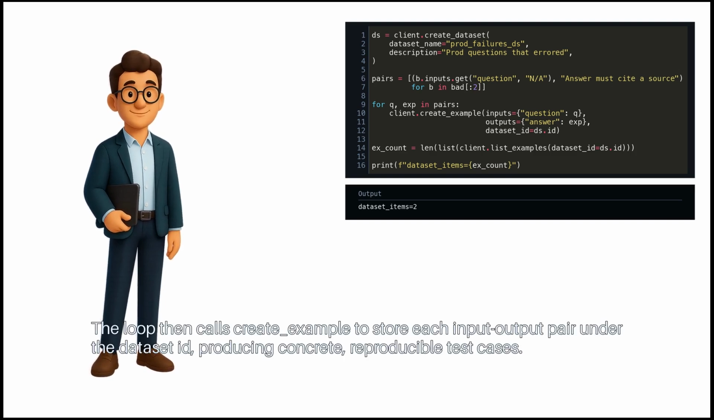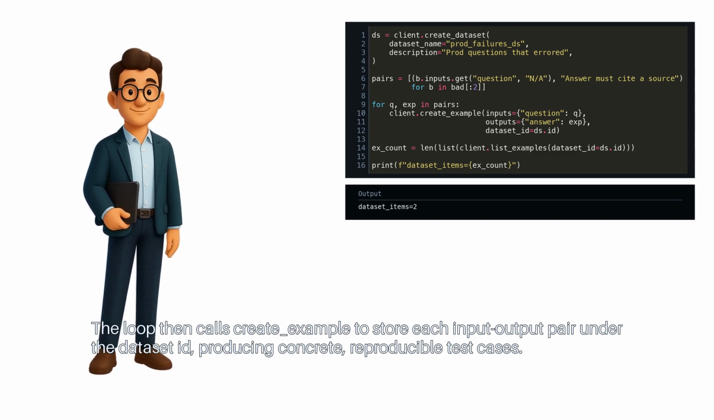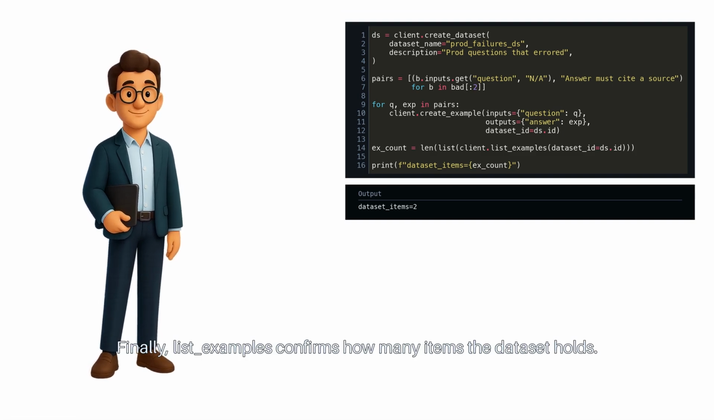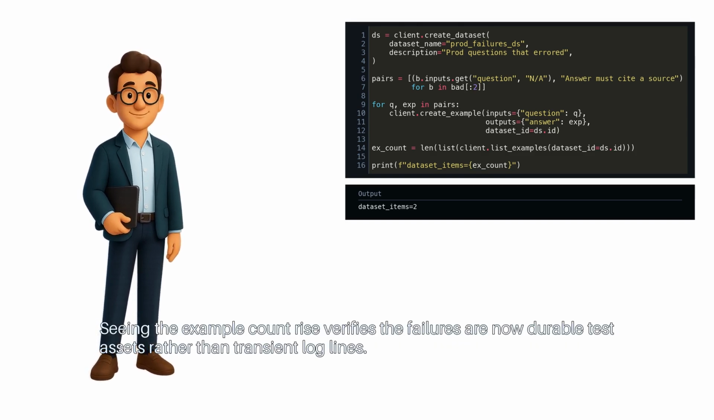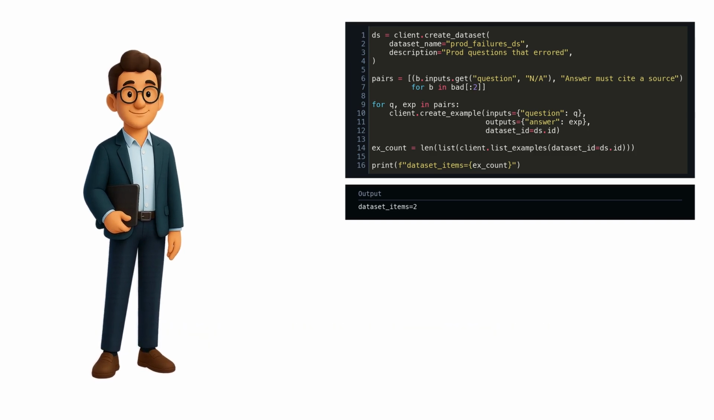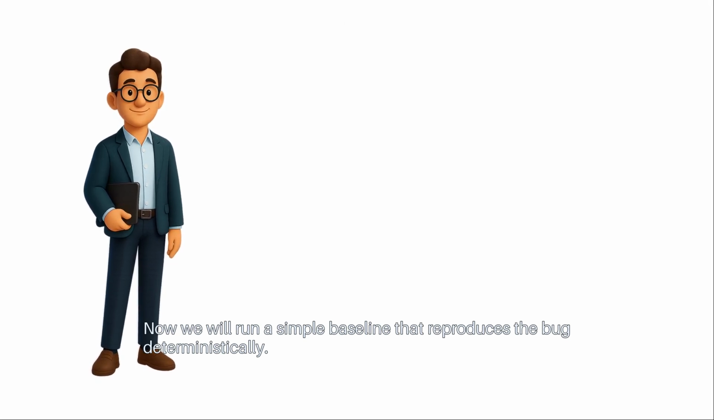The loop then calls createExample to store each input-output pair under the dataset ID, producing concrete, reproducible test cases. Finally, listExamples confirms how many items the dataset holds. Seeing the example count rise verifies the failures are now durable test assets rather than transient log lines. Now, we will run a simple baseline that reproduces the bug deterministically.